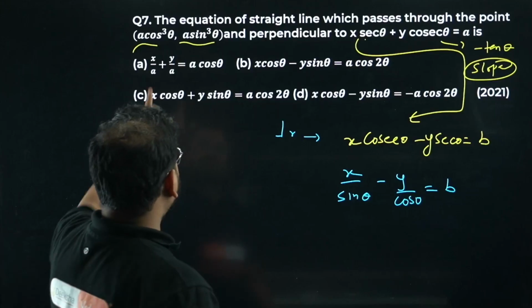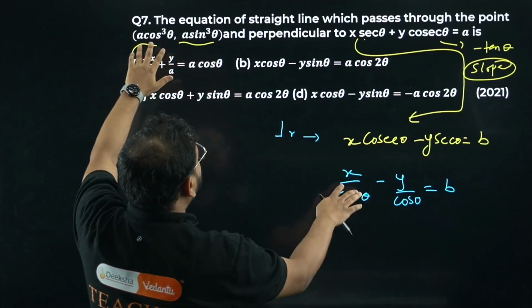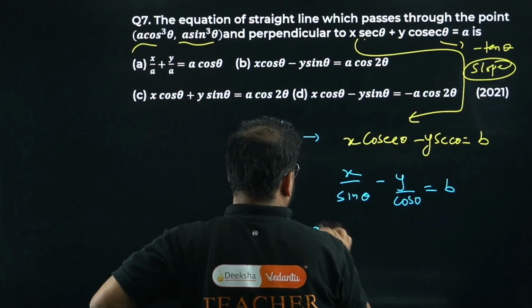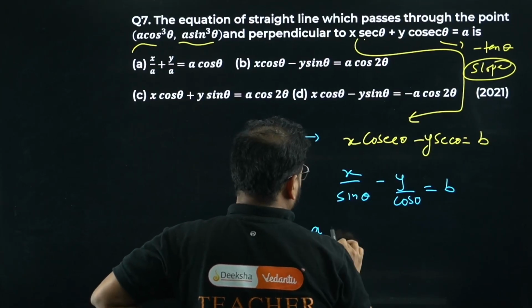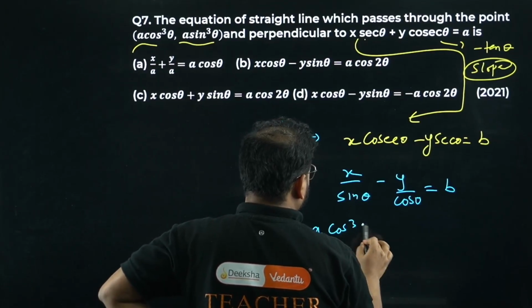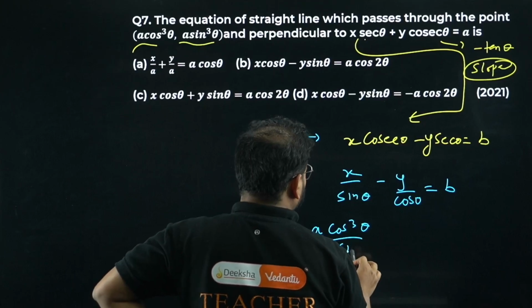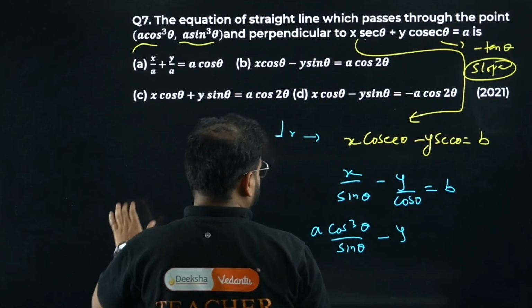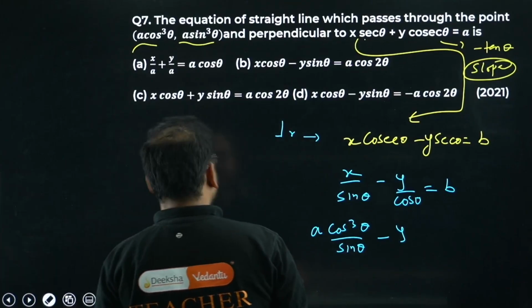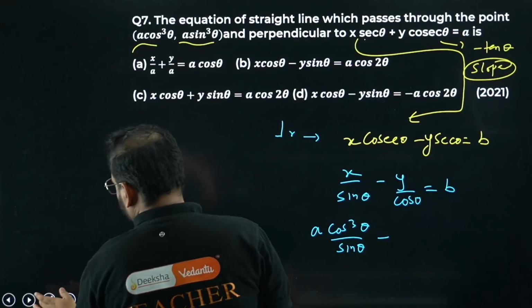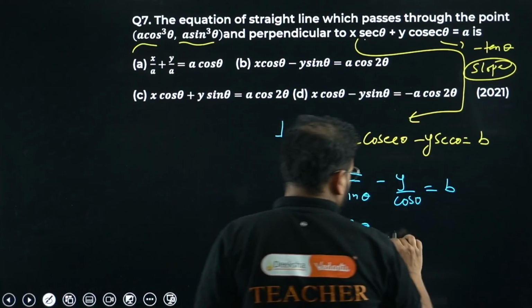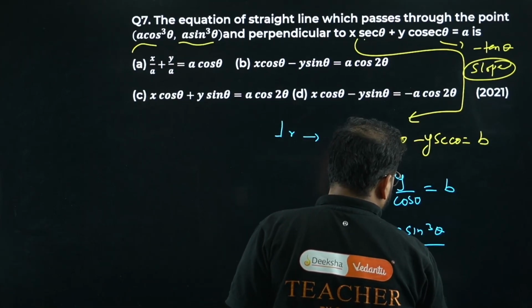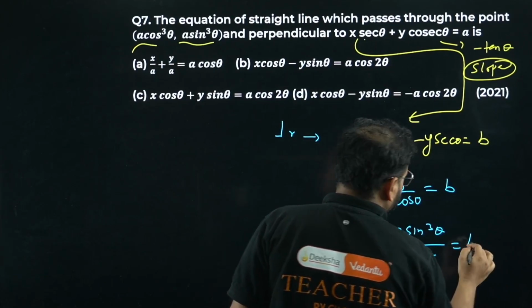Now whatever this equation is, the point will satisfy it because the line passes through this point. So right here, a cos cube theta upon sine theta, minus y, which is a sine cube theta, upon cos theta. This is the value of b.